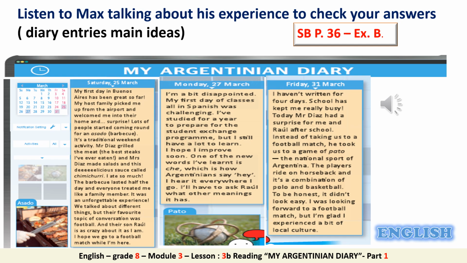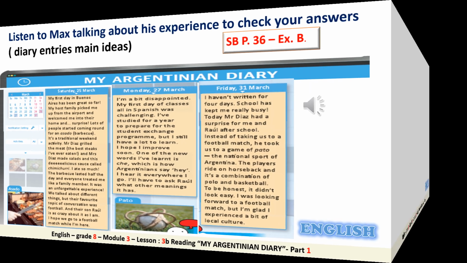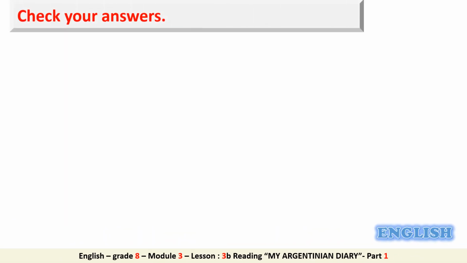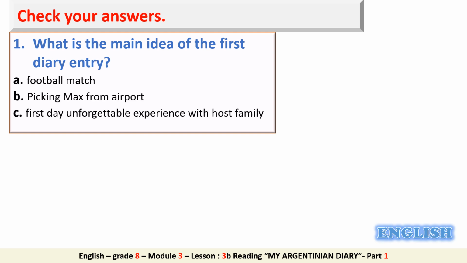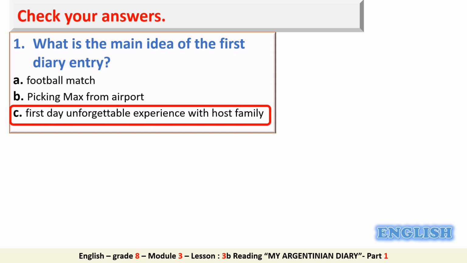Now, check your answers for main ideas. Now, to check your answers, you need to answer these three questions carefully. 1. What is the main idea of the first diary entry? Is it A. Football match? B. Picking Max from airport? C. First day unforgettable experience with host family? Excellent, it is C.